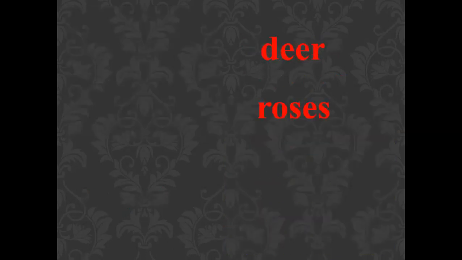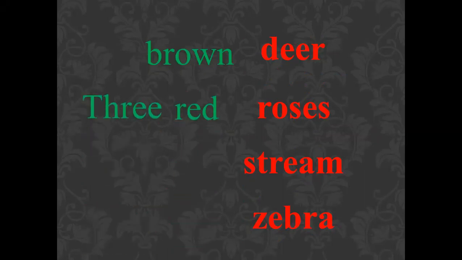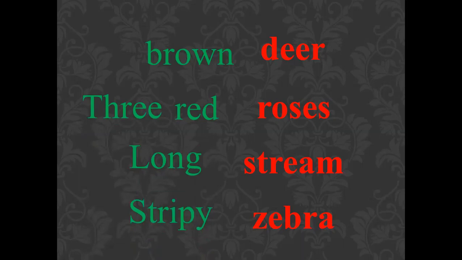You people have seen the pictures of deer, roses, stream. Now look at these words: deer, roses, stream, zebra. These are all the naming words. These are all the names of anything. And what do we call the name of anything? We call them a noun, right? So these are all a noun: deer, roses, stream, zebra. But we have used some words with them, like brown deer, 3 red roses, long stream, stripy zebra. We have used these words with these nouns.